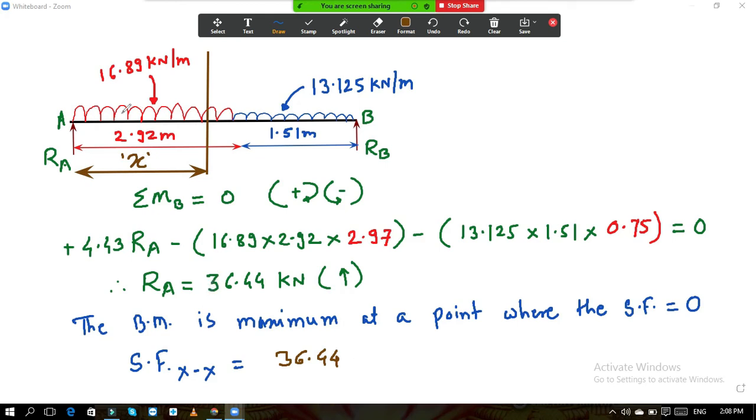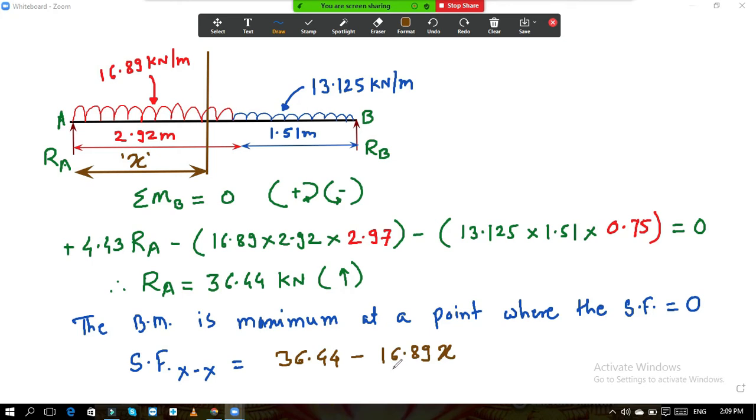Okay. Then this UDL. Next is you think about this UDL. Now what is the span of this UDL? The span is X. This is the length of UDL. This length is X. Its magnitude is 16.89. Okay. So the shear force is, this UDL is moving down, so it is minus 16.89 into X. This is the shear force at general section at a distance X.